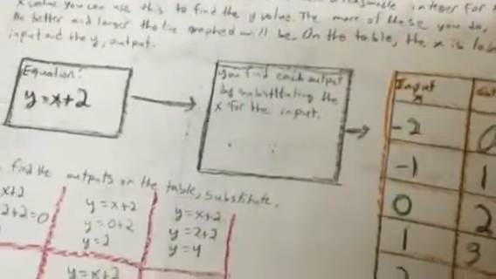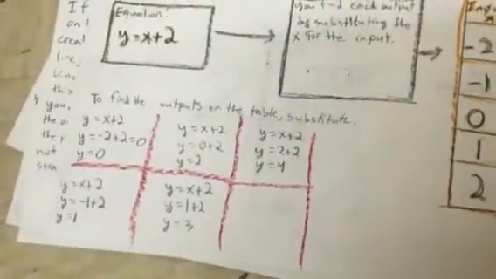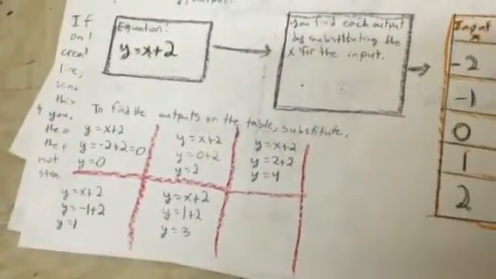So here's my equation, y equals x plus 2. You find each output by substituting the x for the input. My inputs are -2, -1, 0, 1, and 2. So to find the outputs on the table, you need to substitute. Y equals x plus 2, y equals -2 plus 2, which equals 0, so y equals 0. Y equals x plus 2, y equals -1 plus 2, so y equals 1.